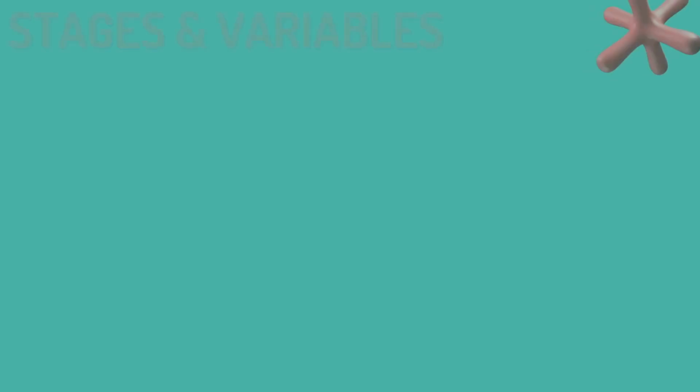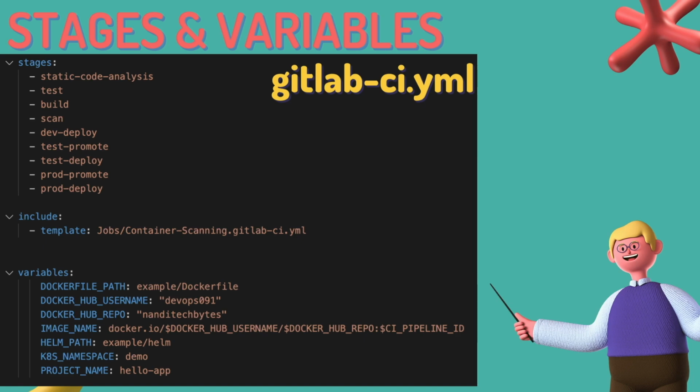This is the screenshot of our GitLab CI YAML, where you can see we have defined the stages that we have discussed. Next, we include a predefined job for container scanning, which is brought in via the line include template. This template is provided by GitLab only. I have referred to it from their documentation.